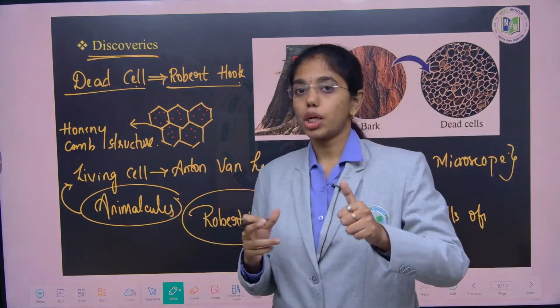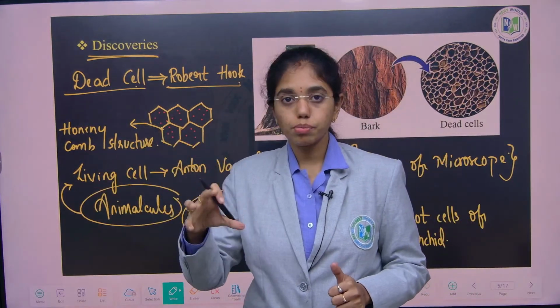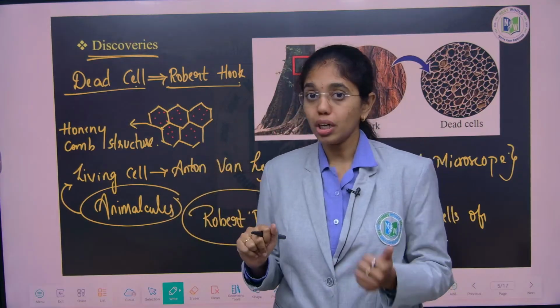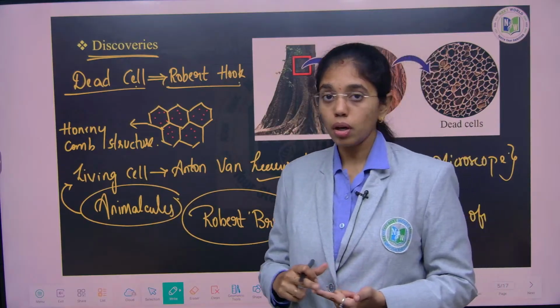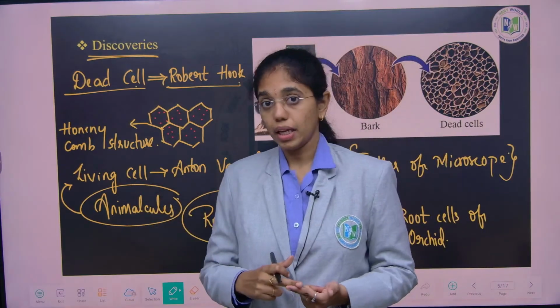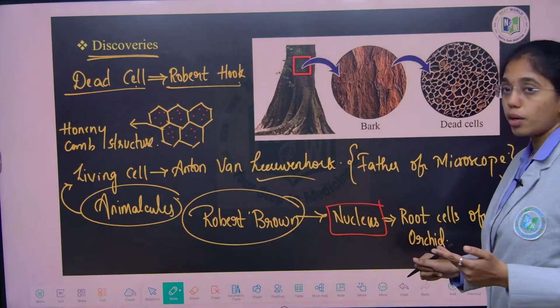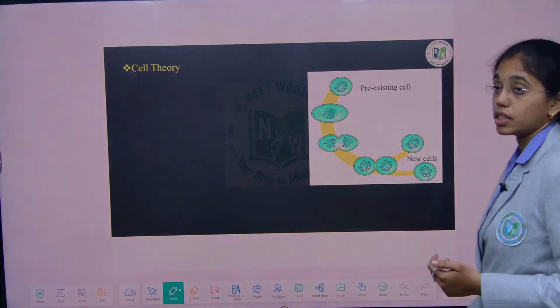Dead cells are discovered by Robert Hooke from the plant Quercus suber. When he observed it under the microscope, he observed it as what? Honeycomb structure. Second, living cell is discovered by Anton van Leeuwenhoek and he named it in the beginning as animalcules. Then Robert Brown discovered nucleus from root cells of orchid. These are the basic discoveries.